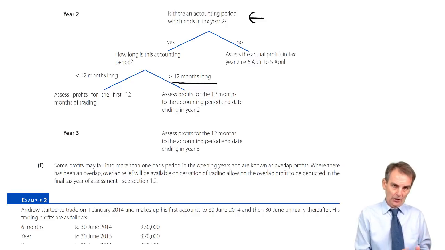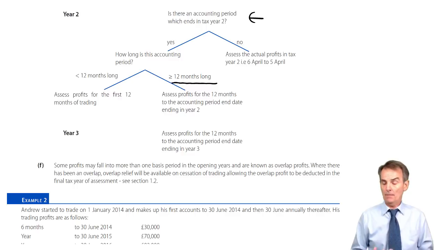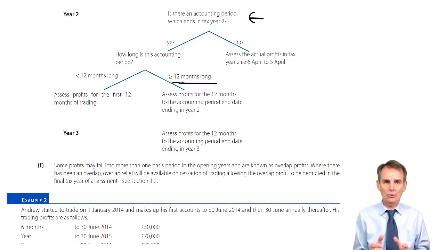Having got the first year sorted, we will use CYB as soon as it is available. But that may not be in the second tax year, may not even be in the third tax year, as we'll see in this lecture. It may be as late as the fourth tax year before it happens. But as soon as we've got it, we will use it.